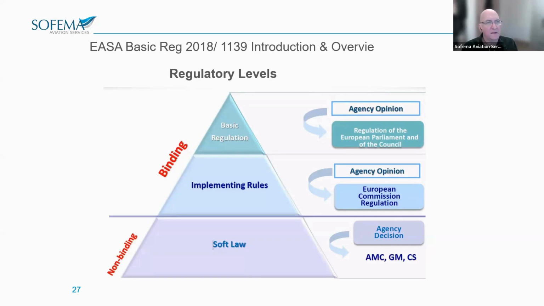So this is a simple model of the different regulatory levels, starting at the top with this hierarchy. Starting at the top, there's the basic regulation, which sets the scene, which is the parent regulation for all aviation activity regulation in Europe. The agency opinions are developed for that, the recommendations coming out of EASA, and they're submitted to the European Parliament and Council, turned into a law, becomes a binding law. And then we go down another level where the European Commission is responsible for developing the more detailed regulations, the implementing rules, again with agency opinion or recommendations.